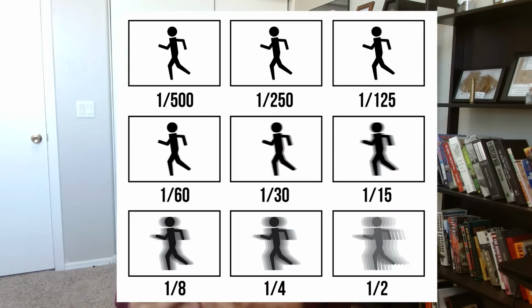The second part you'll need to know is your shutter speed. This is how long that opening is open for. So a shutter speed of, say, 1/500th of a second, that's really fast. Versus a shutter speed of 1/20th of a second is very, very slow.